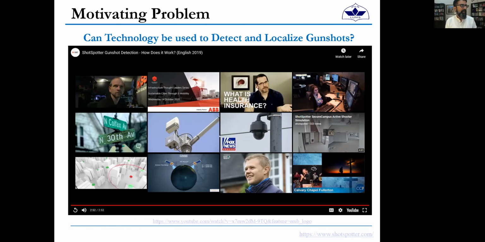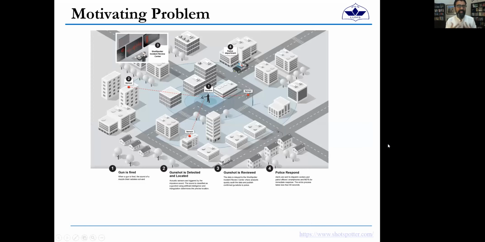So in order to locate sniper fire, there are systems available. You can look them up on Wikipedia and you'll be able to find them. But for our purposes, what we're looking at is how you use signals, or technology, to develop an automated system that can not only detect whether a gunshot was fired or not, but can also try to localize the exact position from which it was fired.